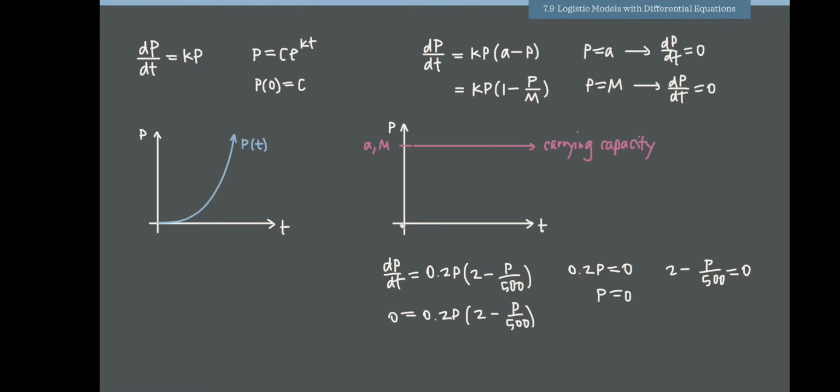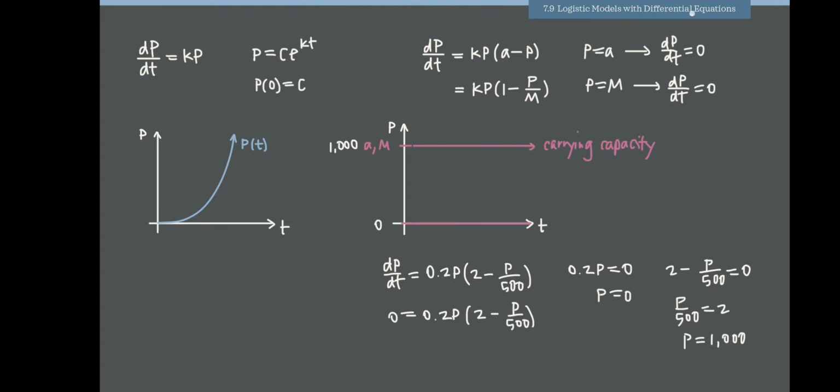So we have this first solution here where P is 0. For the second solution, we add P over 500 to both sides, and we get P over 500 is equal to 2. Multiplying both sides by 500, we get P is equal to 1,000. And so we would say that our carrying capacity for this particular differential equation is going to be 1,000. And so we can maybe put this up here, 1,000, and this is 0.